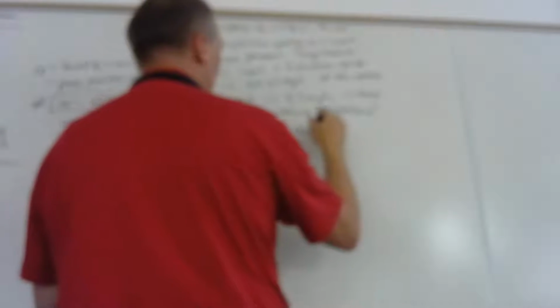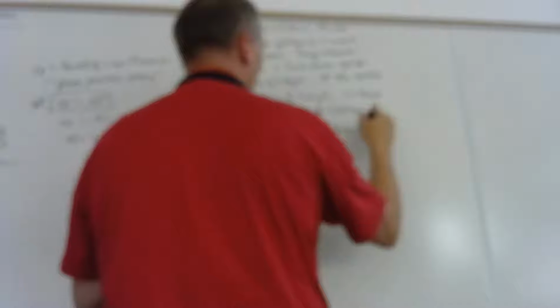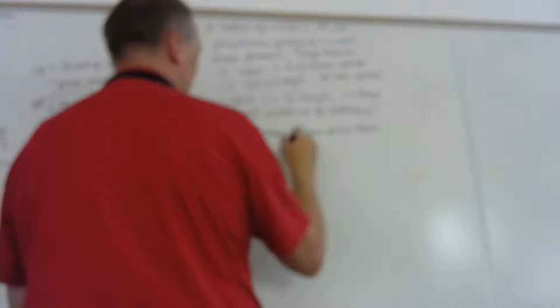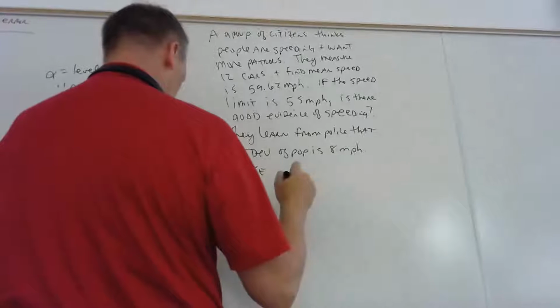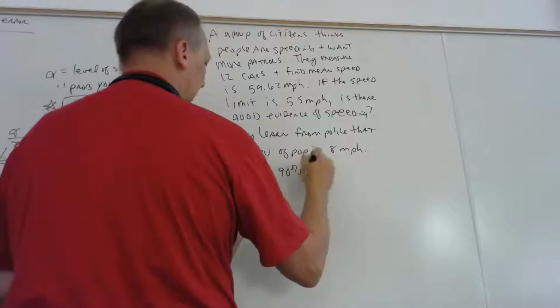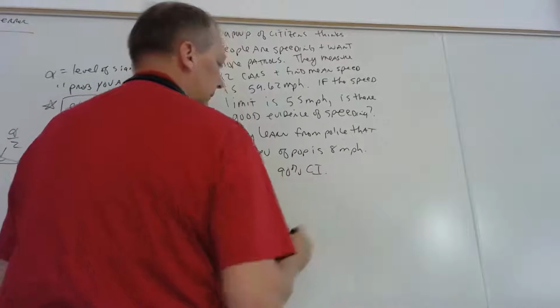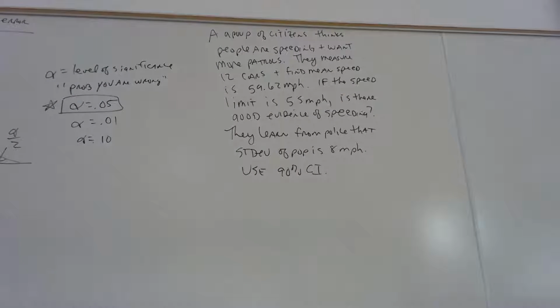They learn from police that the standard deviation of the population is 8 miles per hour. So use a 90% confidence interval. All right, so this will be similar to a question that you might have on your homework.